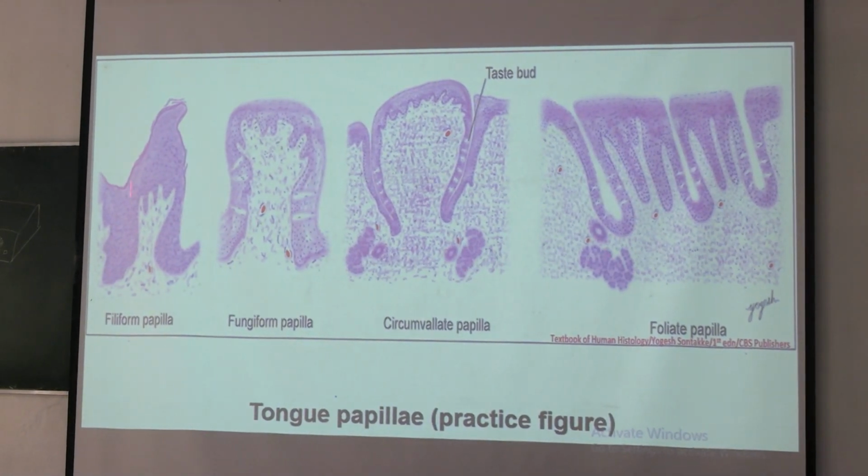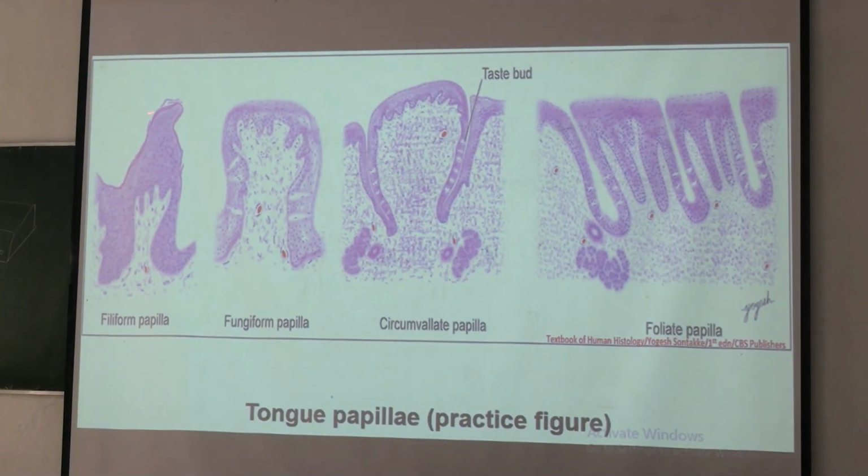So this is the stratified squamous keratinized epithelium. In case of filiform, the rest of the three are stratified squamous non-keratinized epithelium. In all the layers you can see the nucleus, and here you can see the taste buds. And just below the epithelium, this part is the lamina propria.